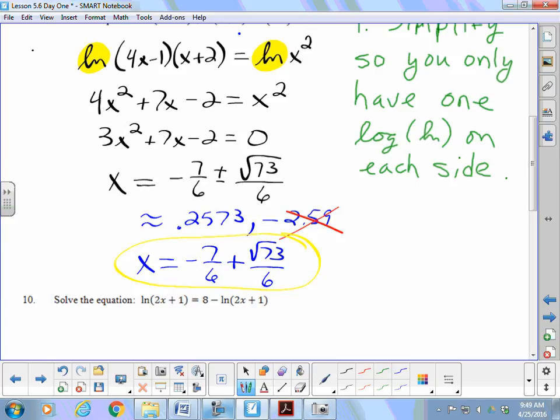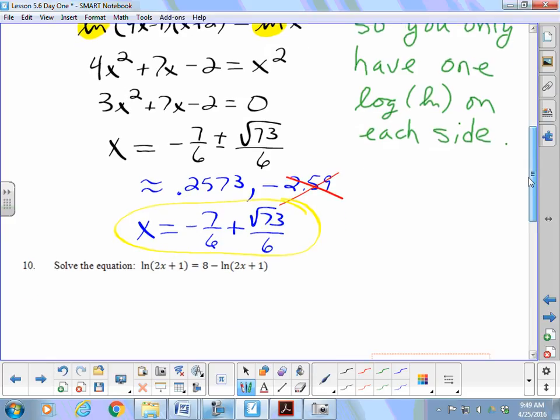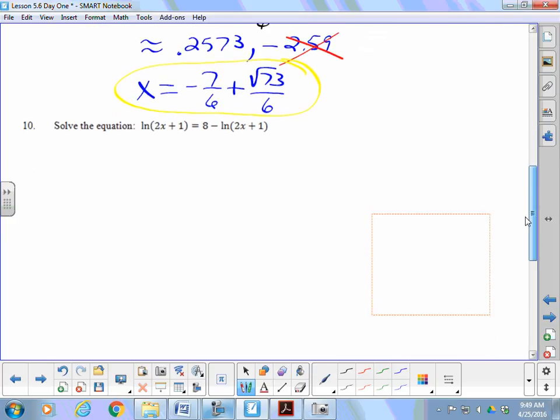So you have to remember that on these, you've got to check them because we cannot take the log or natural log of a negative number. Okay. All right, awesome. Number 10.